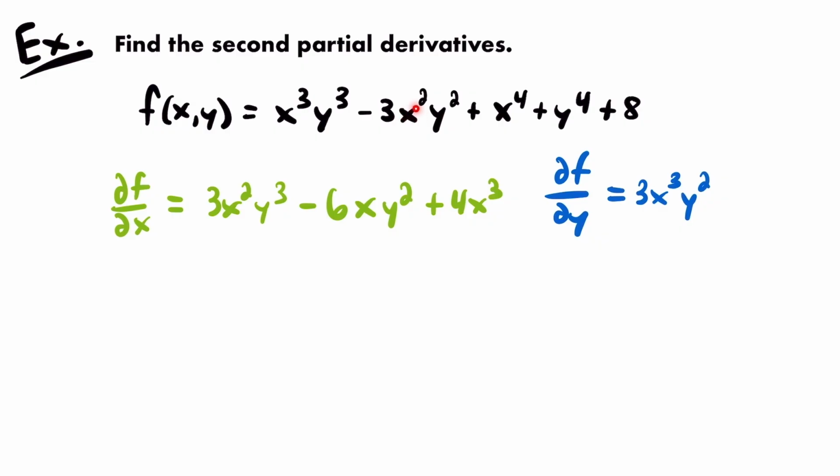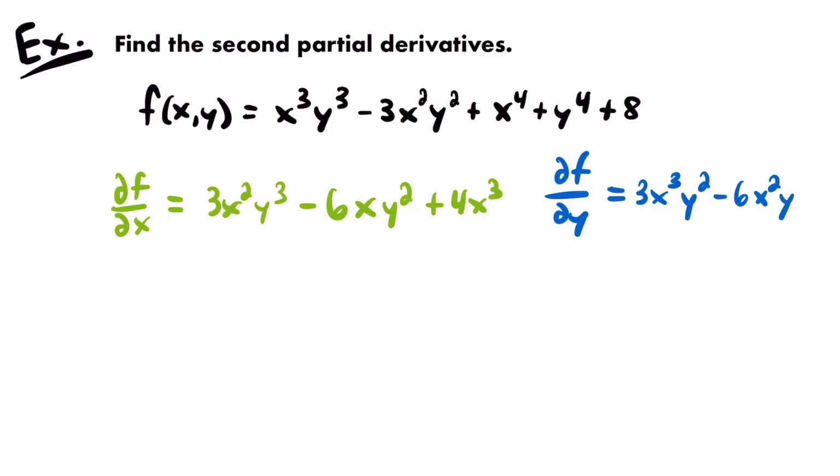Once again, treat x as a constant, so this x squared along with a negative 3 are just the coefficient of this y squared part. So take the derivative of y squared and leave the x squared part alone. So multiply that 2 down, subtract 1 from the exponent, and you'll get minus 6 times x squared times y to the first power.